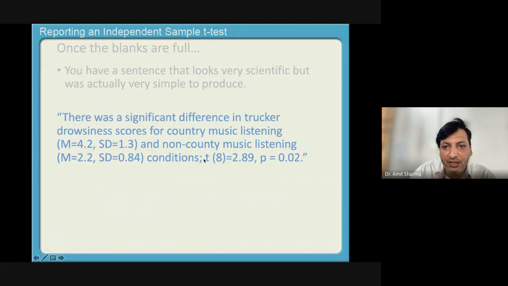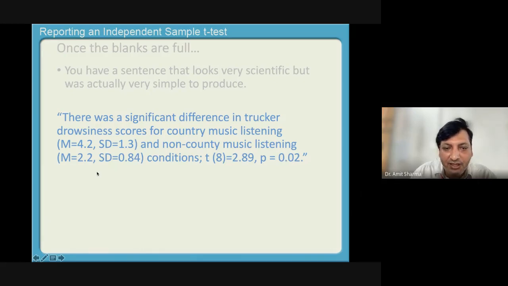So finally, how will the result be written? The last slide shows you the format of writing the result in one paragraph, in one or two lines. For example, if you want to know the writing style of the independent t-test, you can see here that there was a significant difference in truck driver drowsiness score, which is what we are trying to find out. So we have to write that first. For country music listening, the score was 4.2, SD 1.3, and for non-country music listening, the score was 2.2 and SD 0.84, and the test score was found to be this much. t is the sign, then 8.289 is the test value, this is the degrees of freedom, and the p value, whatever you have, you can write here.